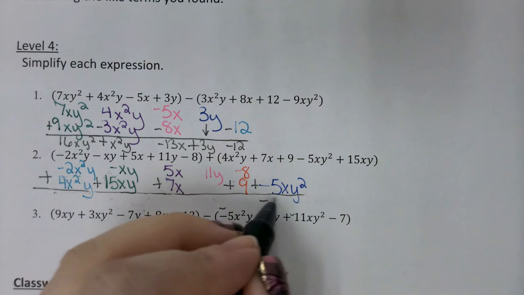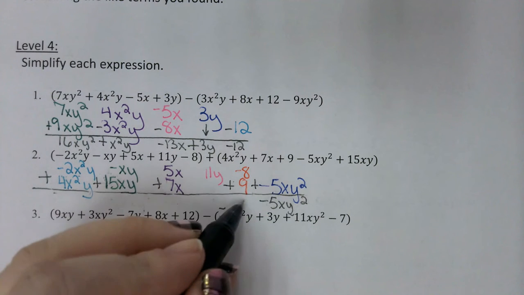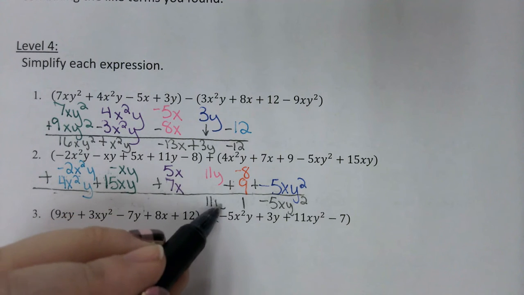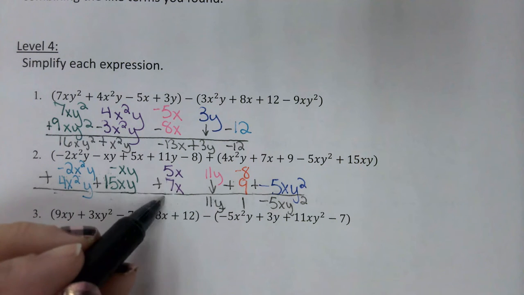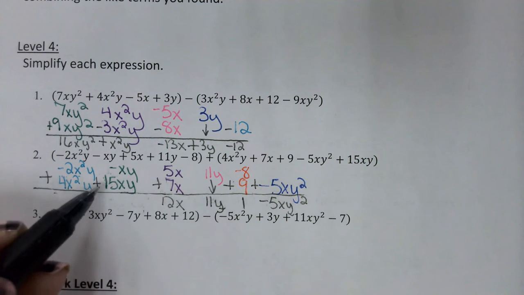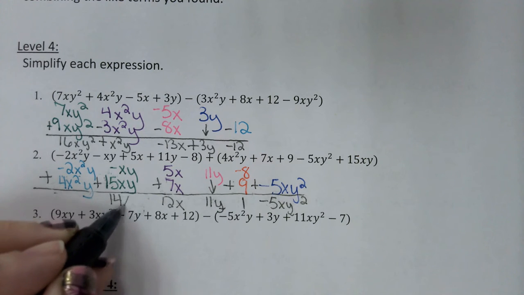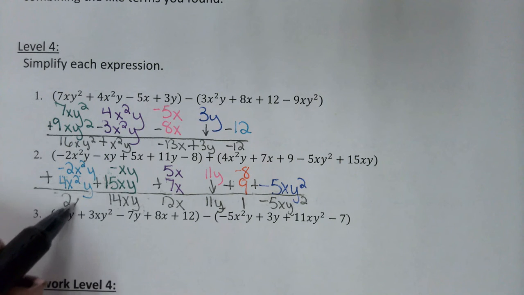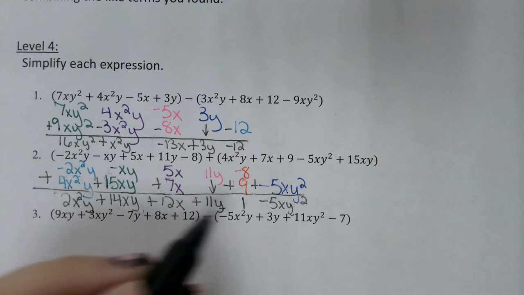So negative 5xy squared. Negative 8 plus 9 gives me 1. 11y comes down. 5x plus 7x gives me 12x. Negative xy plus 15xy gives me 14xy. Negative 2x squared y plus 4x squared y gives me 2x squared y. And add our signs to separate out our terms.